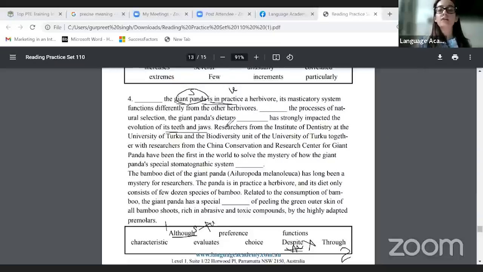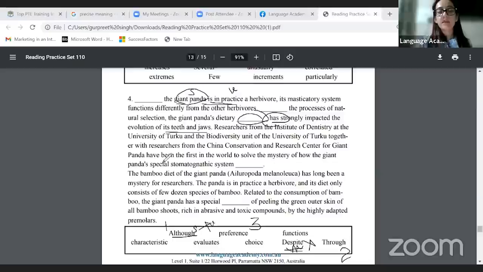The giant panda's dietary dash has strongly. So has tells us that the noun has to be singular here. Dietary comes with a singular noun and we have only one preference. There's no other singular noun. Choice, yeah, we do have choice. Choice and preference mean the same, but preference is more academic. So we should go with preference.